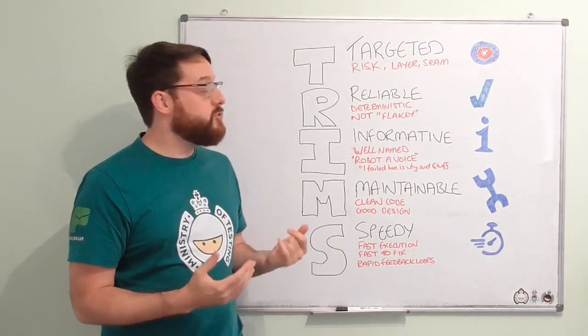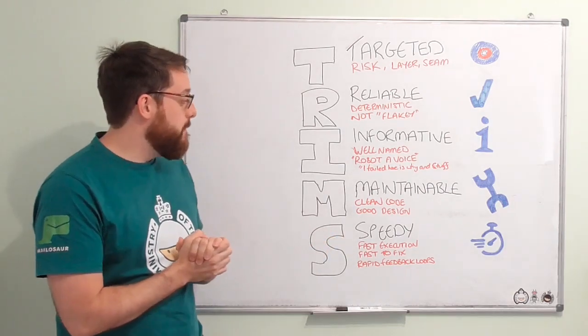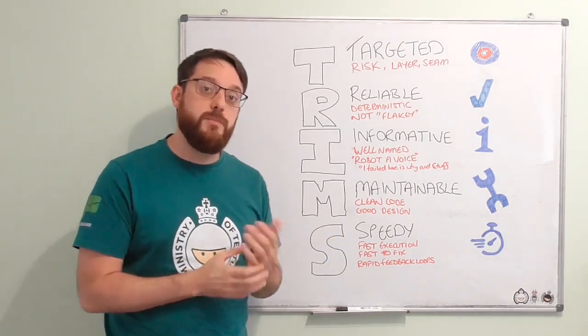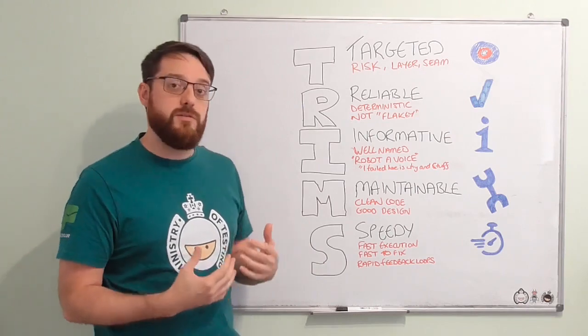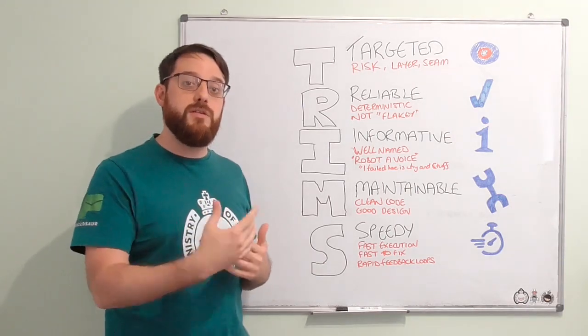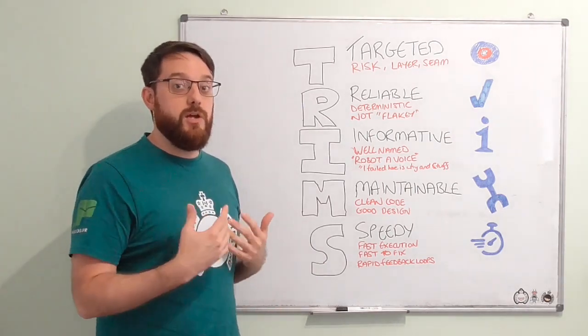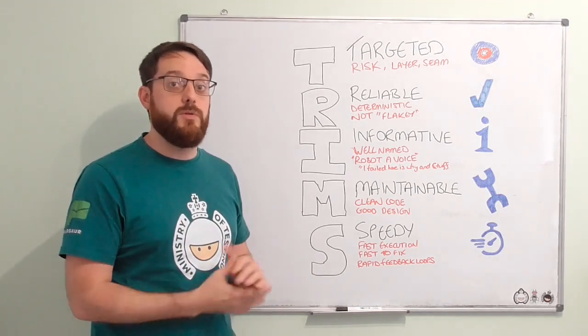Today we're going to talk about TRIMS. TRIMS is a mnemonic to assist you with your automation strategy, with the goal of encouraging you to think about various things that enable you to get a good strategy and in turn create valuable automation.